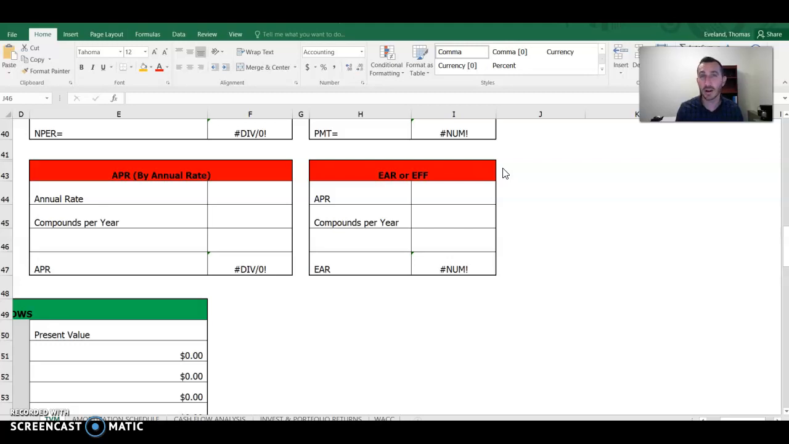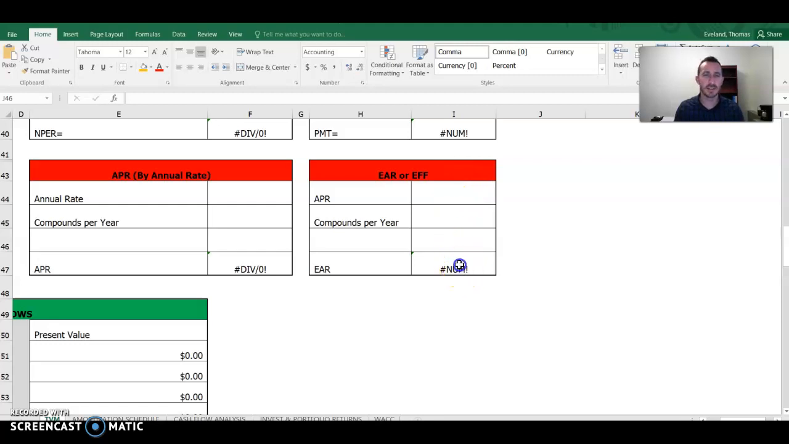They'll call it the EAR or they'll call it the EFF. It's listed as different things, but essentially it's the amount of interest stated in a rate that you're actually paying. And it's a conversion from an annual percentage rate to an effective rate based on compounding periods. So let's just do a quick example.